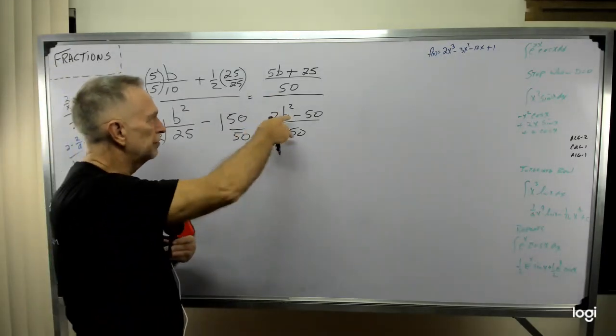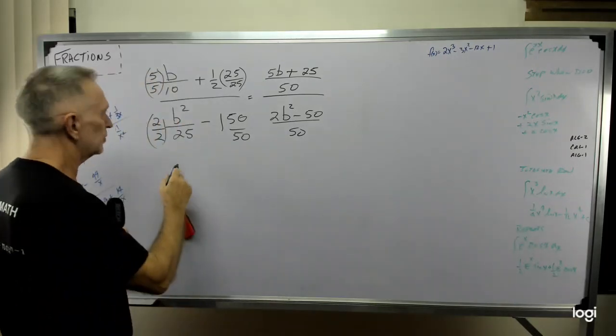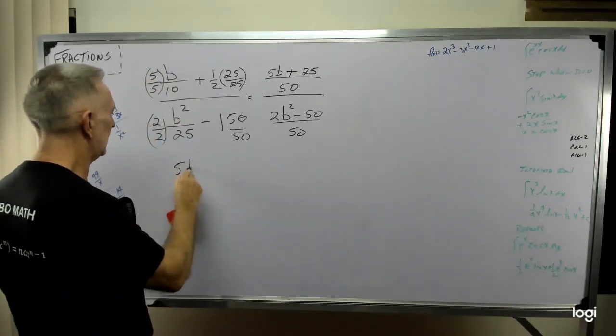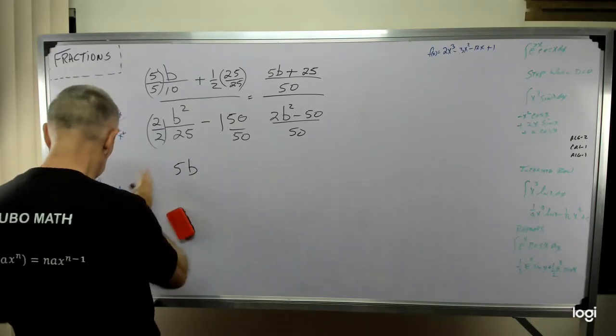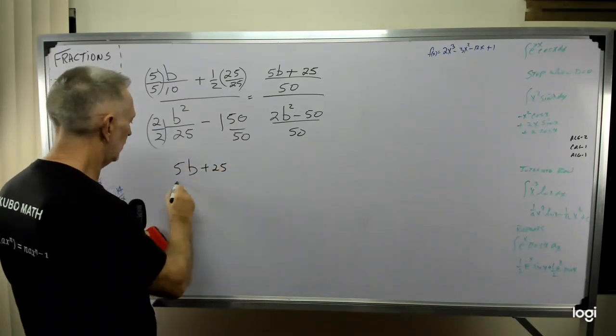So I'm going to flip this one up. And let's see, I've got 5b plus 25 over 50.